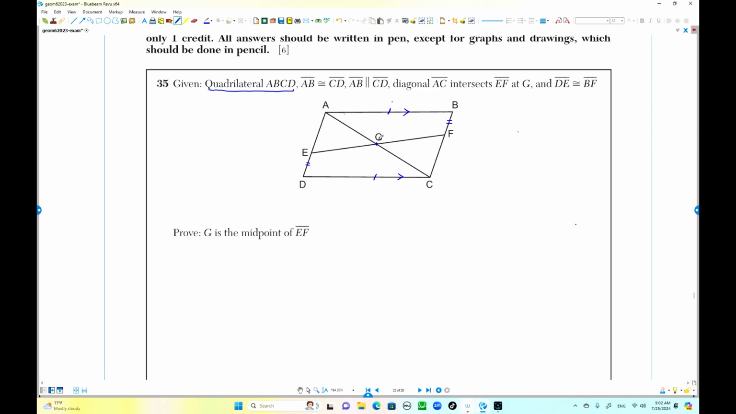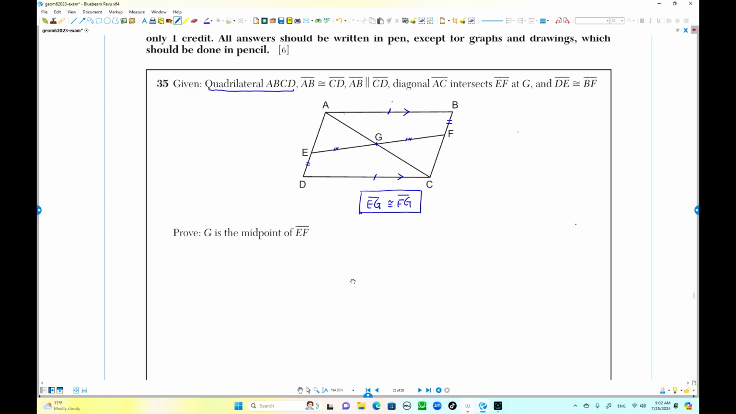To prove this is the midpoint, we have to prove the two sides are congruent, because a midpoint divides a segment into two congruent line segments. So our goal is to prove EG is congruent to FG, then G is the midpoint. We're going to prove this first.